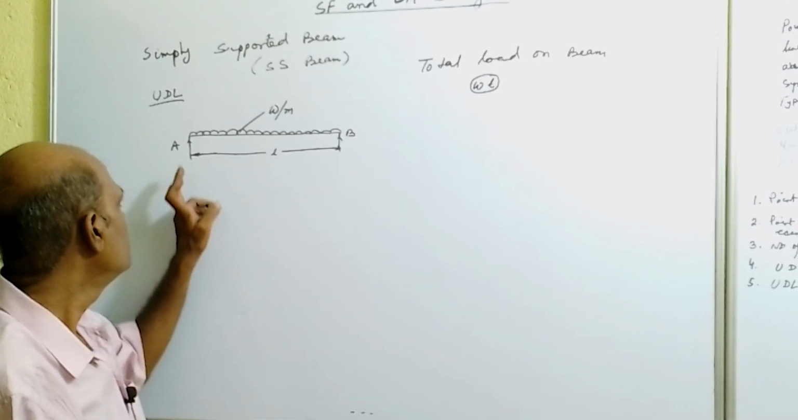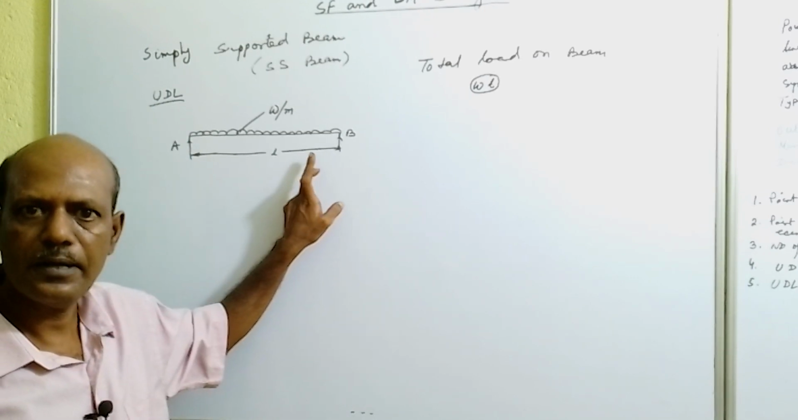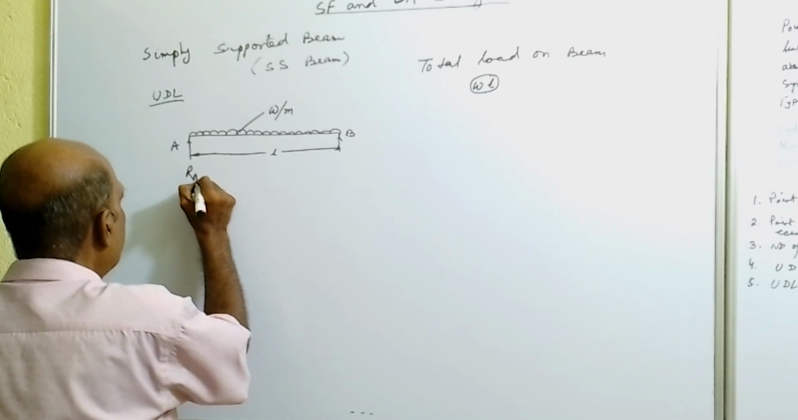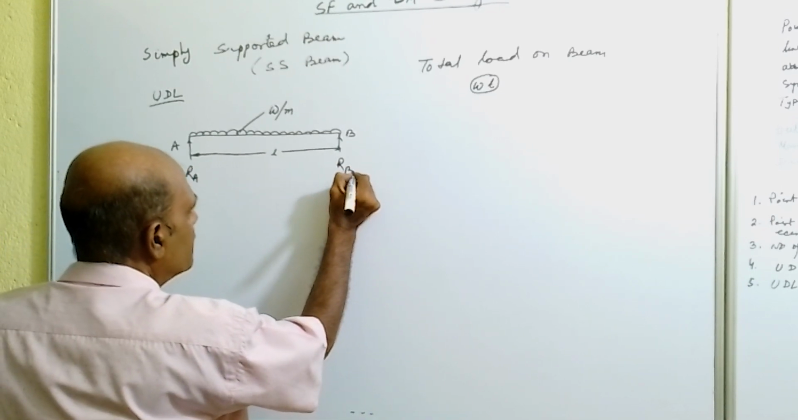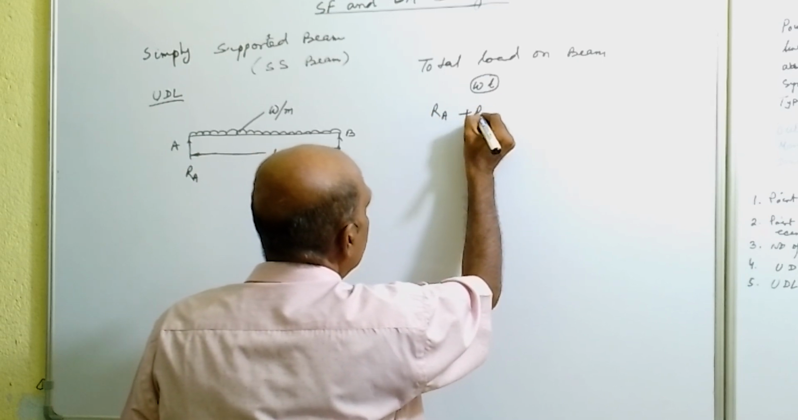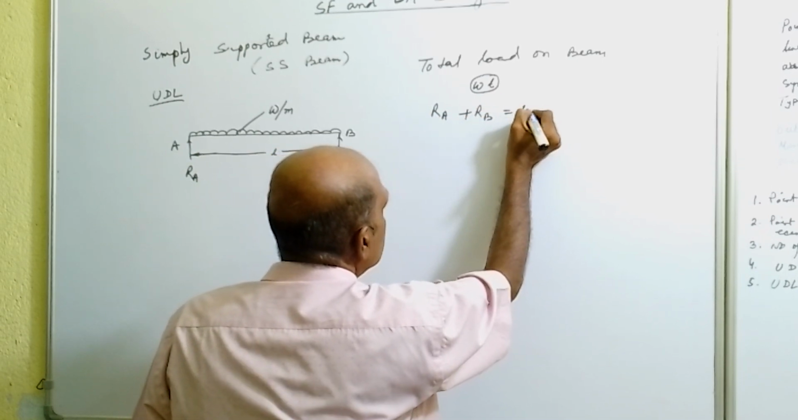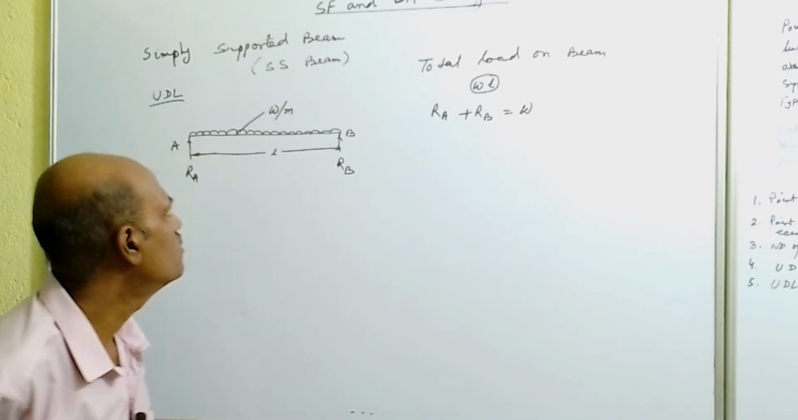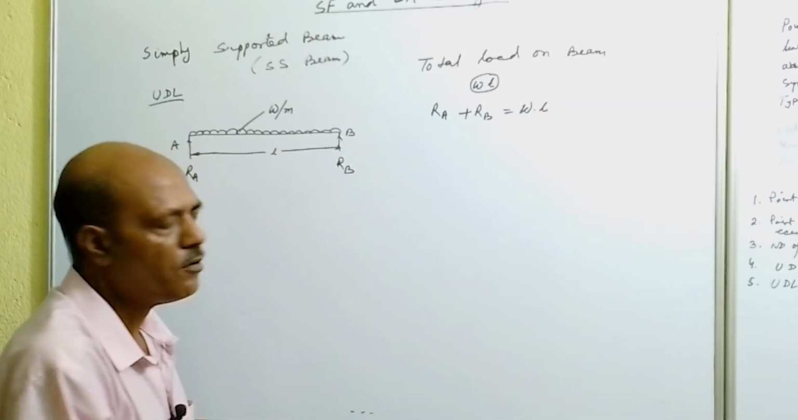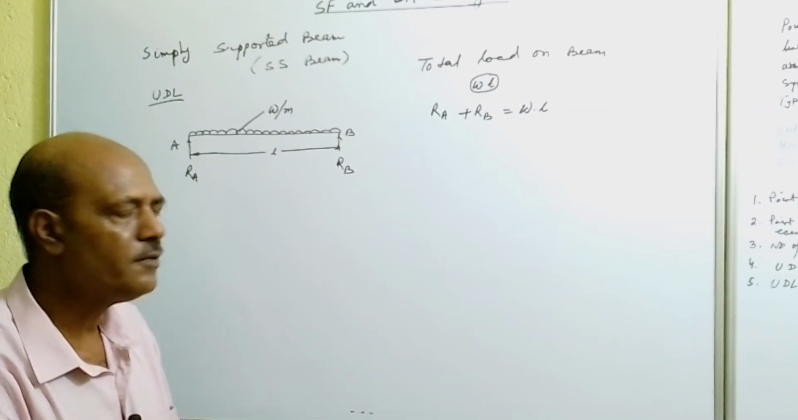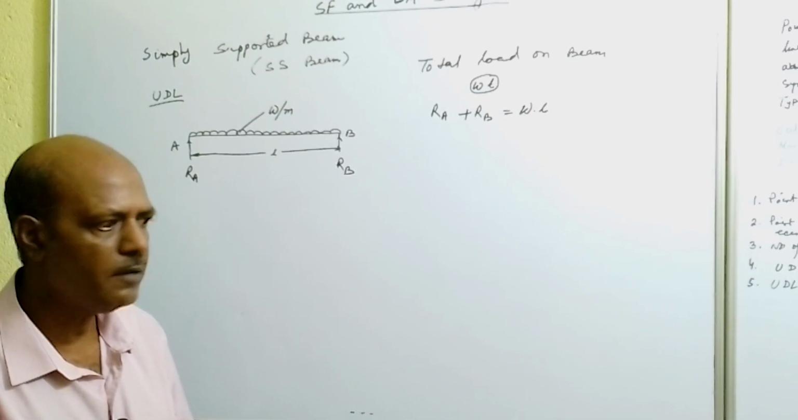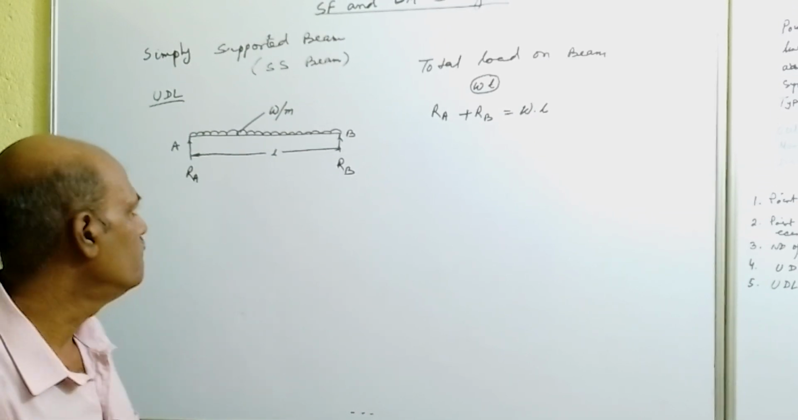Now supports are at point A and point B. So the reactions developed at the supports, say RA and RB. The first static equation will be RA plus RB equal to the vertically downward load W into L. Total vertically downward load is equal to W into L, and that will be taken by support A and support B, that is RA plus RB is equal to W into L.